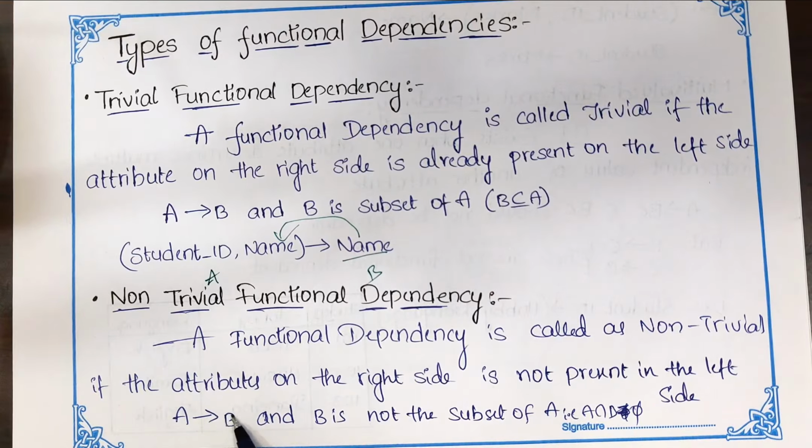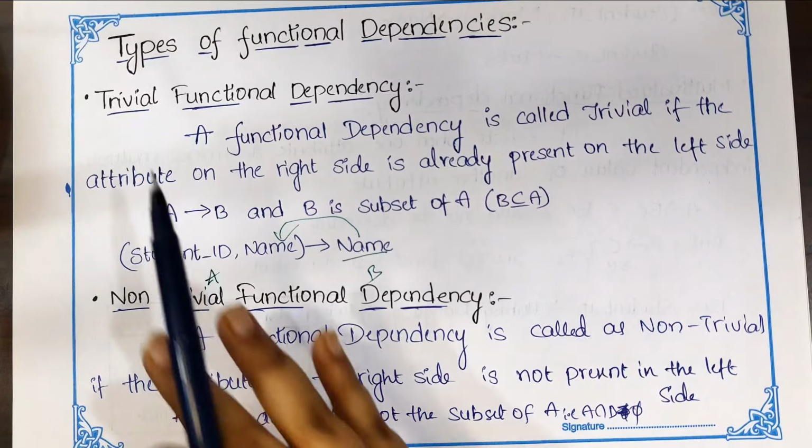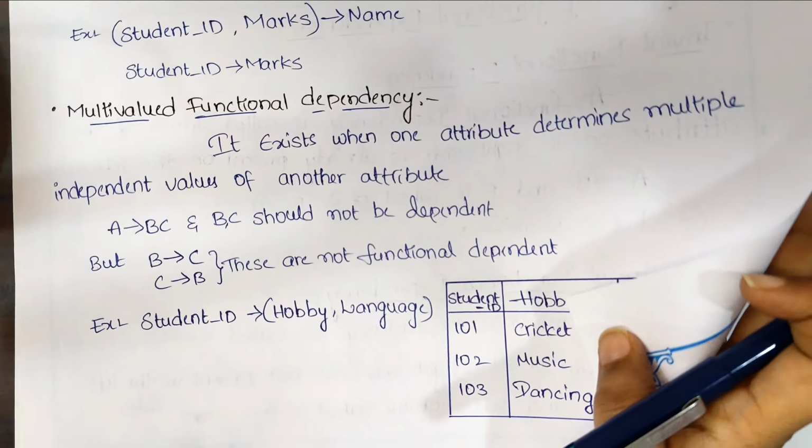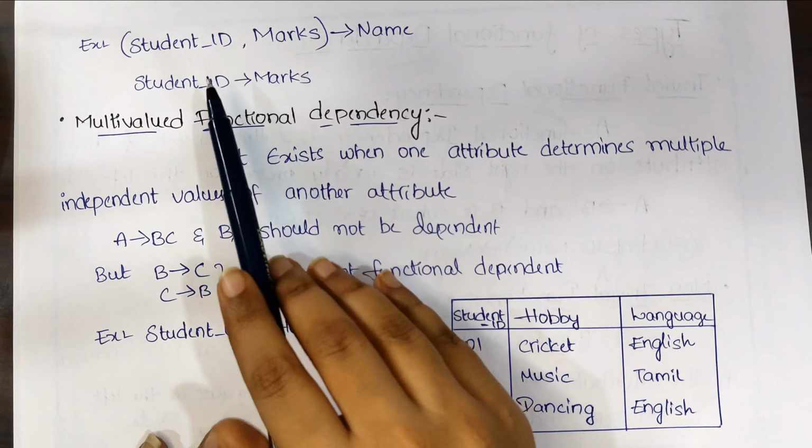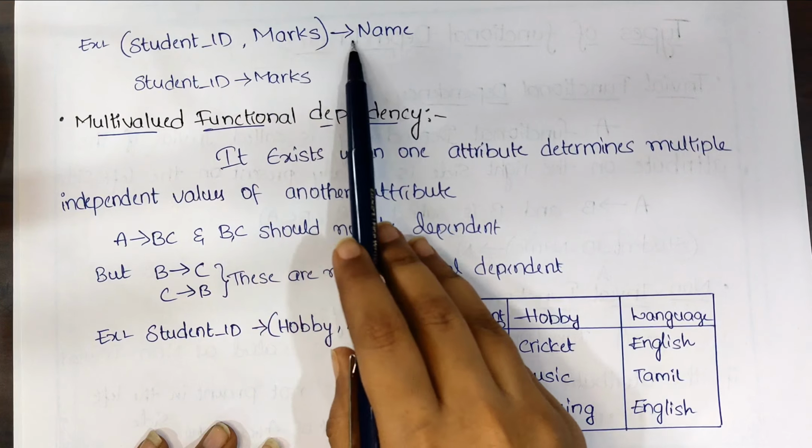Like A determines B and B is not a subset of A. Like, elements in B are not present in A. Let's see using an example. Here student ID and marks are there in this, and using the student ID and marks, we can find the name.